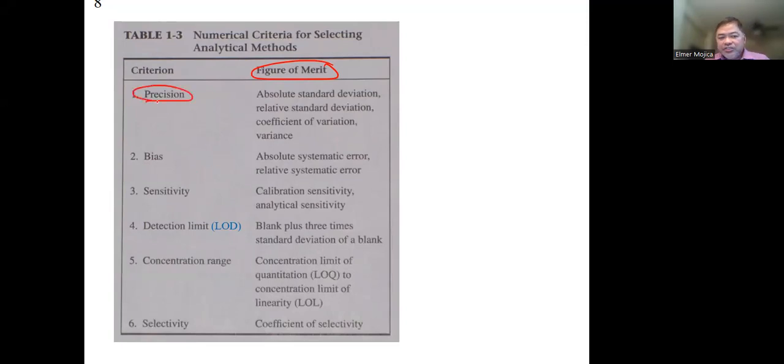Precision. Precision is usually the standard deviation. If you square the standard deviation, you have the variance. And then you have to look at the bias, yung tinatawag na systematic error. Is it absolute or relative? And then sensitivity. I think next meeting, we will do more calculation. Yung detection limit. You're just wasting time if the amount of your analyte is way below your detection limit. What does it mean? It's always ND. What is ND?